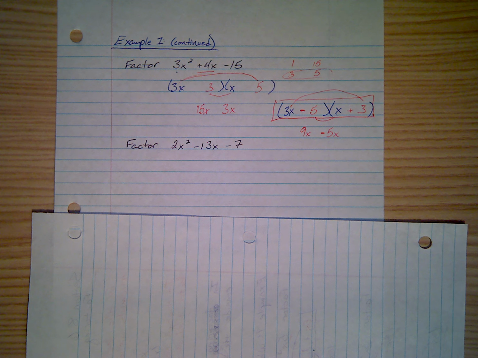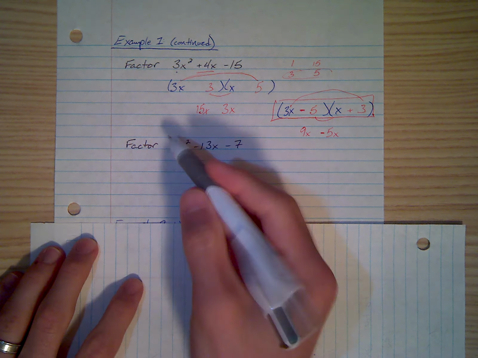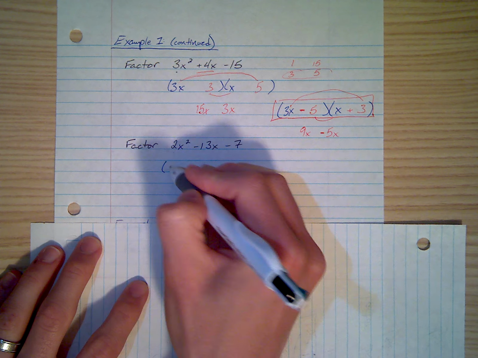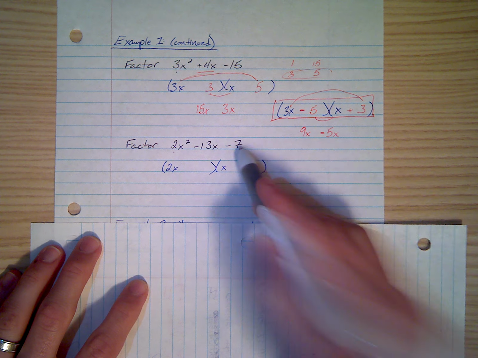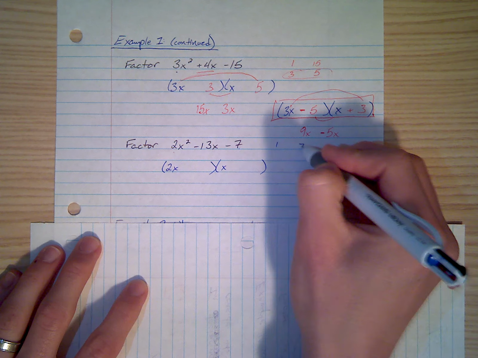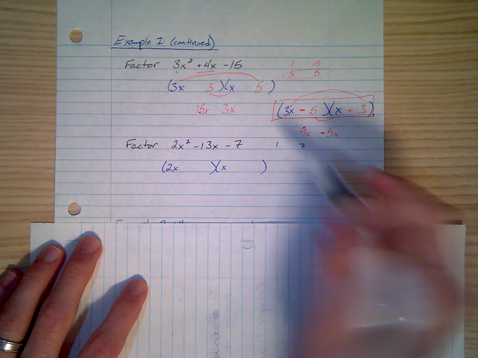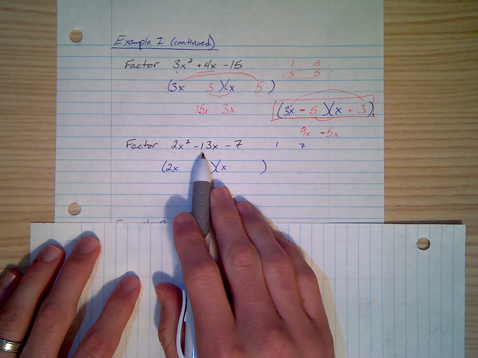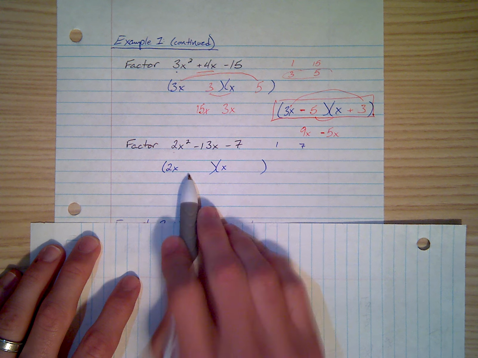Go ahead and try this last one on your own before I walk through it with you. With this 2, you have 2 and 1, so that's easy enough. And with this 7, you just have 1 and 7 as your two options there. Now let's think about this before we start guessing and checking. We need a negative 13.